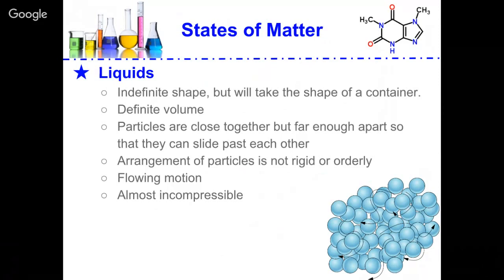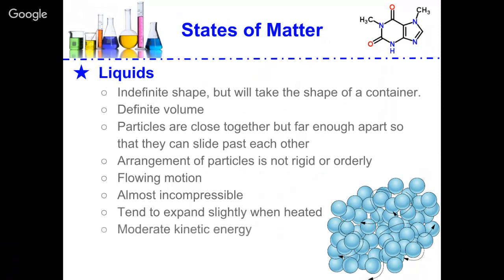They're almost incompressible. Now, liquids have a little bit more space between the particles than solids do, which means that you can push on them a little bit to get them closer together. And they tend to expand slightly when heated. Once again, remember, when I talk about they tend to expand slightly, that means that the spacing between the particles increases, not the actual particle itself. And they have a moderate kinetic energy. And we use the symbol L when we're writing it in a chemical equation or in a formula and we want to shorthand what state of matter it is.